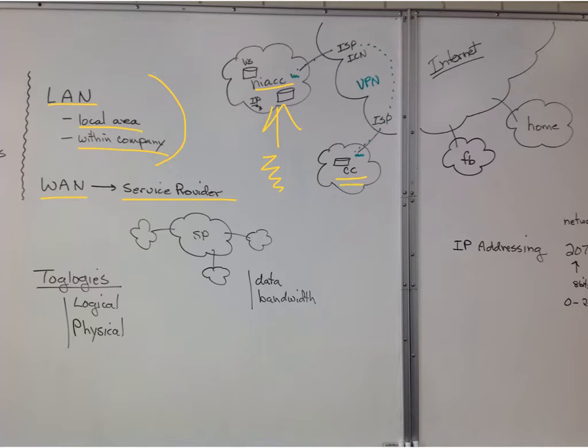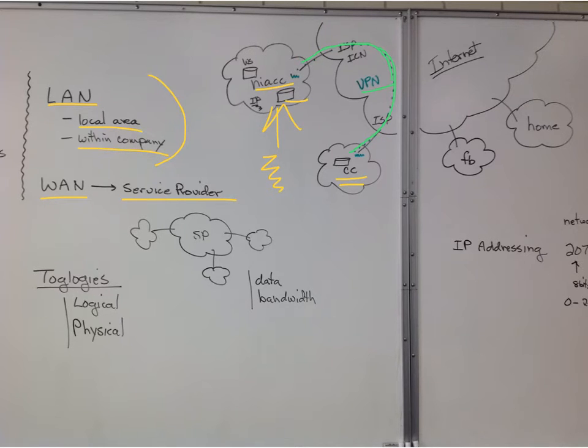Now we have a site in Charles City, and those two sites between NIACC and Charles City, they can actually look like one network using the internet and a VPN. Using a virtual private network.